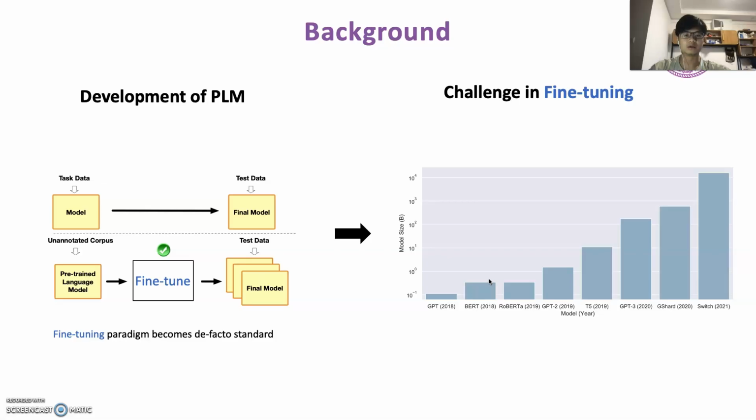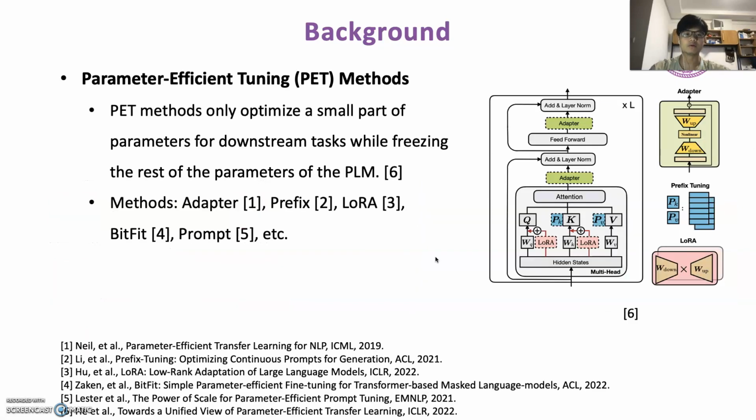However, with the increasing scale of pre-trained language models, fine-tuning may not be the optimal option, which will cost high computation. Therefore, parameter efficient tuning methods are proposed. Parameter efficient tuning methods only optimize a small part of the parameters for downstream tasks, such as adapter, prefix, LoRA, BitFit, prompt, and so on. Among them, prompt tuning has attracted much research attention.